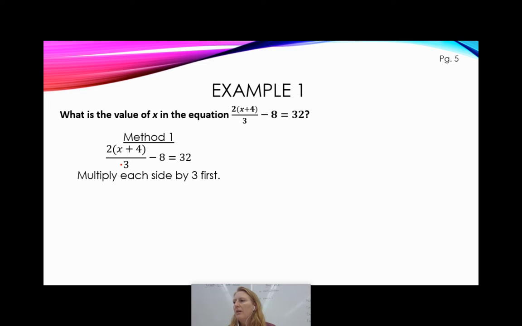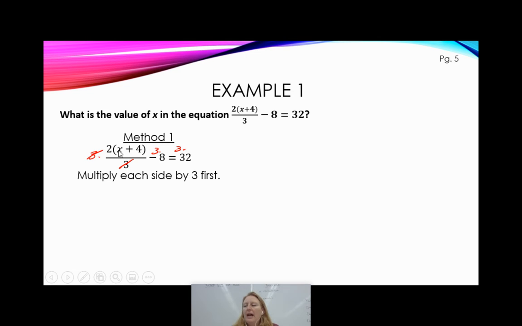Let me get my pen out here. So I'm going to multiply this by 3. I'm going to multiply that by 3. I'm going to multiply everything by 3 so that I can cancel out the fraction. So this is one method of approaching it so that I'm not dealing with fractions anymore. I can just multiply everything by 3. So those will cancel out.